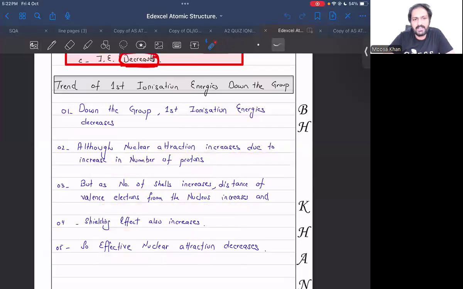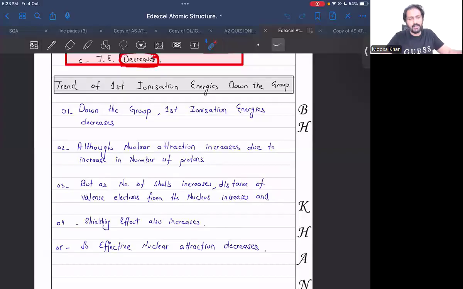What is effective nuclear attraction? Resultant nuclear attraction. Because one of the factors is trying to increase the ionization energy and the other factor is trying to decrease the ionization energy. So we have to see the net effect or the resultant effect of it. In chemistry, we try to use the word effective in place of resultant. Or we just use the words overall effect. Overall nuclear attraction or effective nuclear attraction decreases.